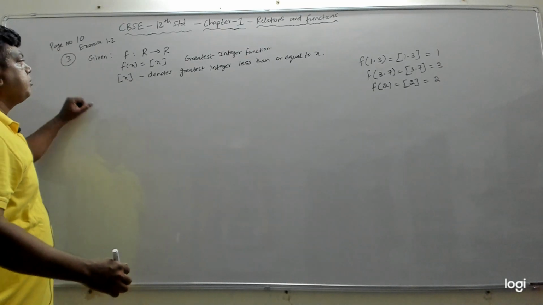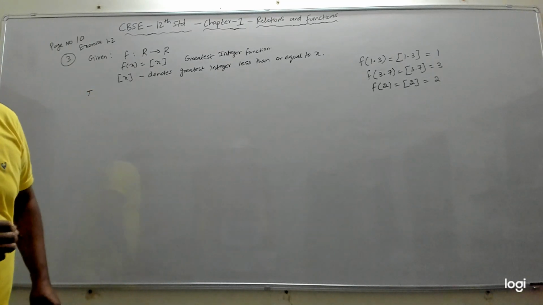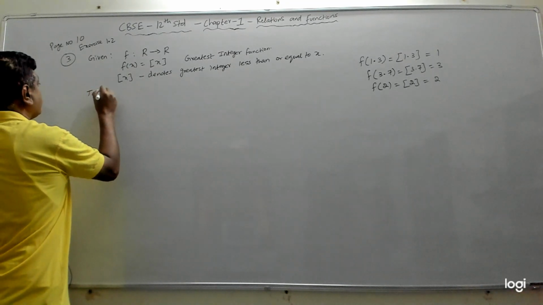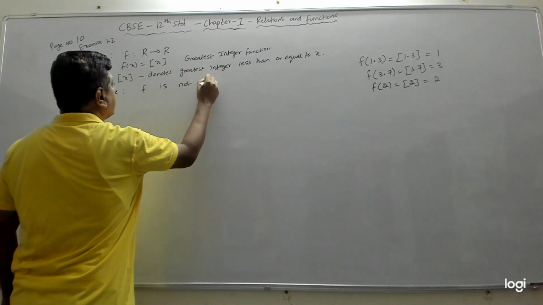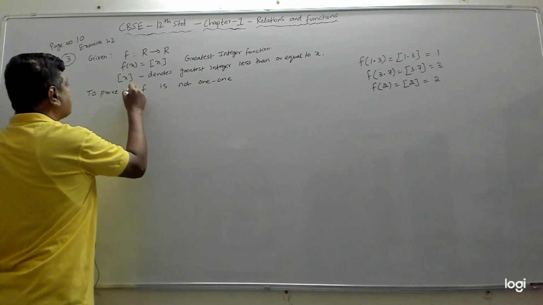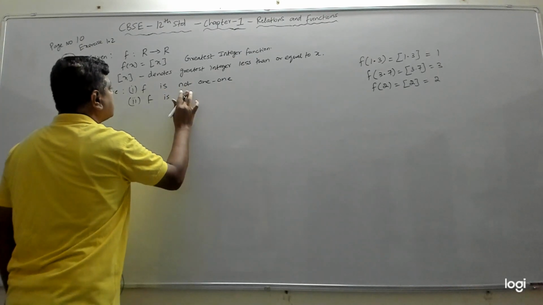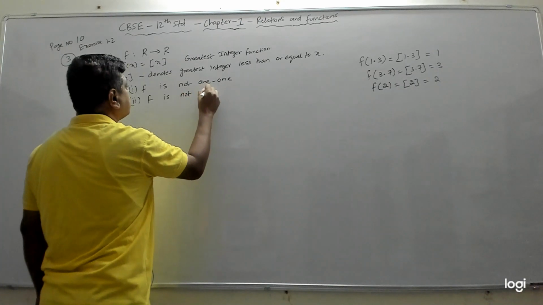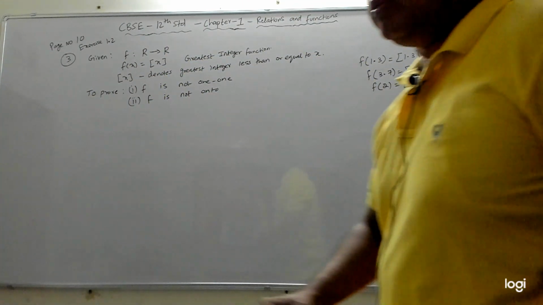Now what we have to prove is that it is neither one-to-one nor onto. We have to prove that f is not one-to-one, that is the first one. The second one is, we should prove f is not onto. We have to show that f is not one-to-one, and we have to show that f is not onto.